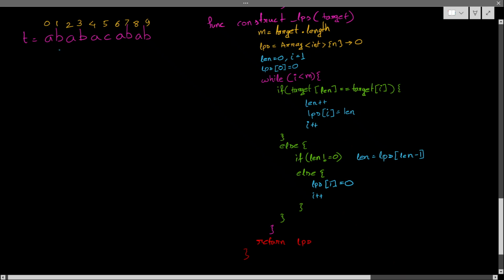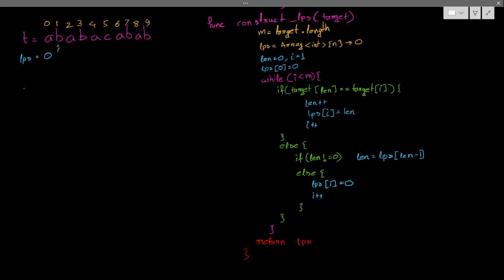So let's do our LPS array. i is starting with 1, because by default LPS of 0 is 0. Length is starting with 0. First we check whether target of length equals target of i. It is not. If it is not, then we check if length is not equals to 0. But here length equals 0. So what will we do? We put LPS of i equals to 0, and i will be incremented by 1.